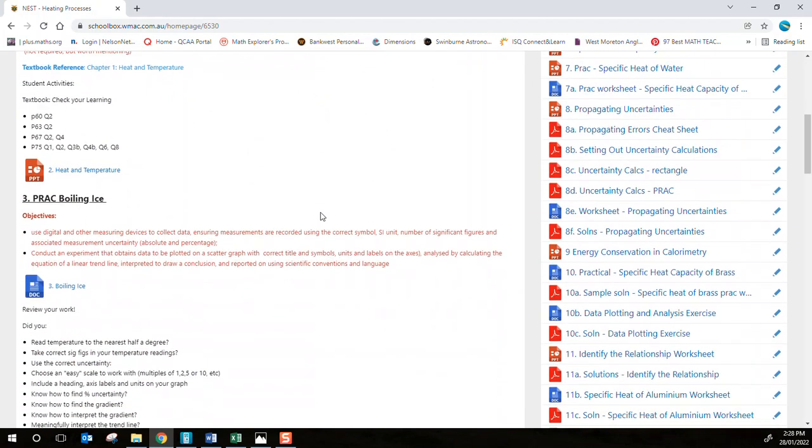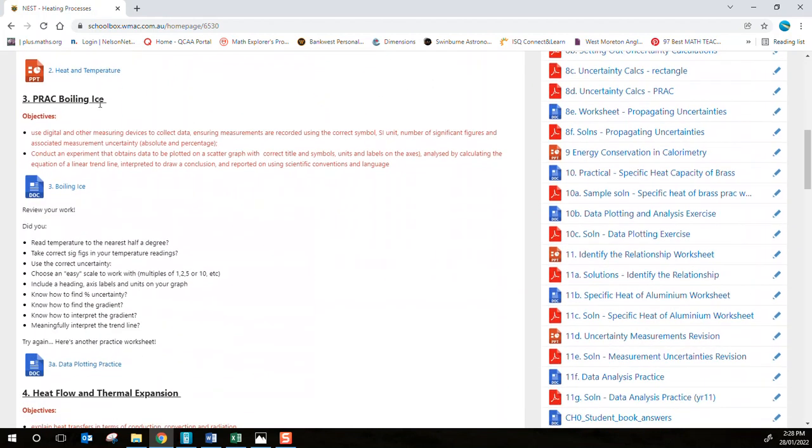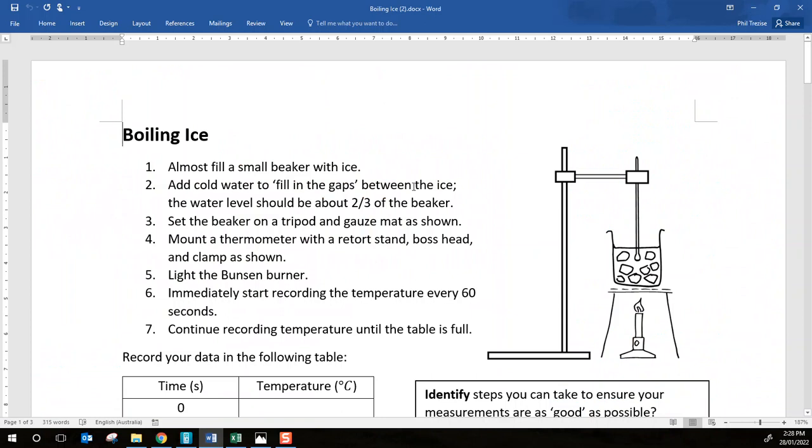And our first practical is this one here on boiling ice. So you've got a Word document there that we'll start talking about now. The setup for this is that we have a small beaker and we have put some ice and some water into the beaker. We have a thermometer on the stand here, which is in the ice. There's also a stirring rod, which isn't shown. And we heat this, there's a Bunsen there, there's a tripod and a gauze mat.